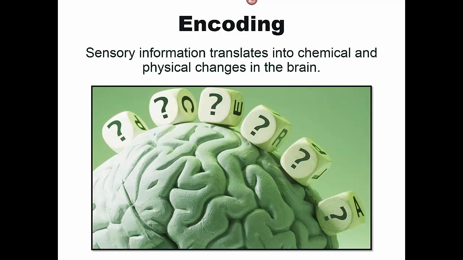The first process of learning occurs when the sensory impulses cause the brain to undergo physical and chemical changes that translate the new information into a form that the brain can understand and use. Neural pathways are established and the information is moved into short-term memory. This process is called encoding.